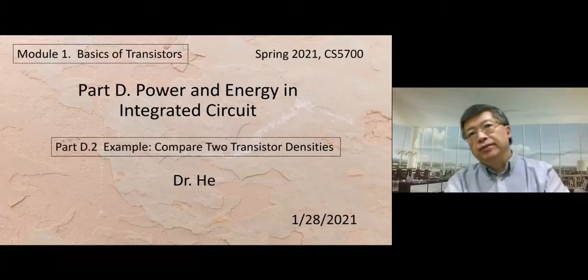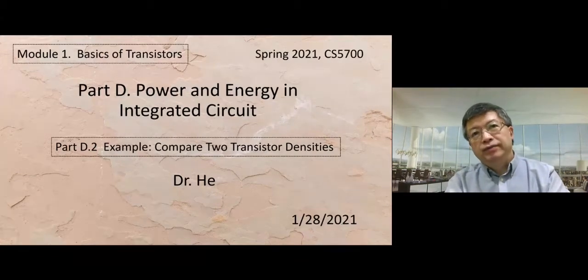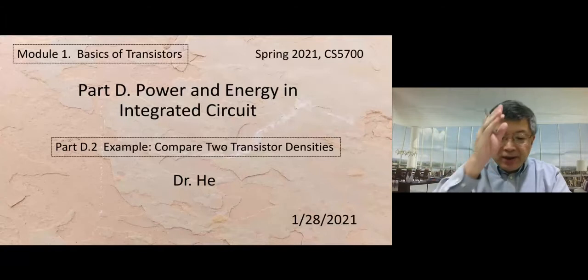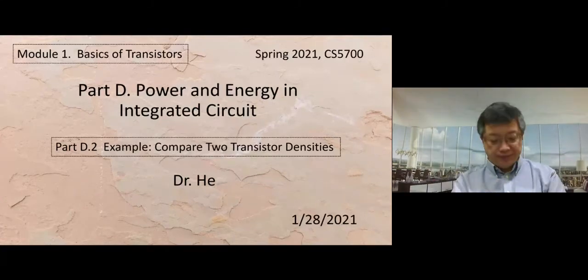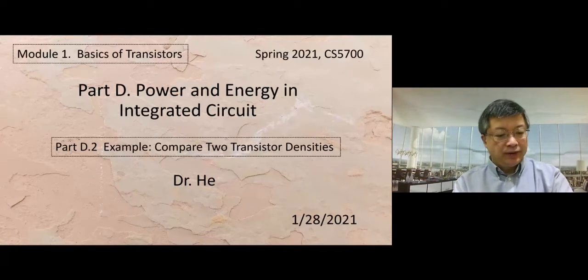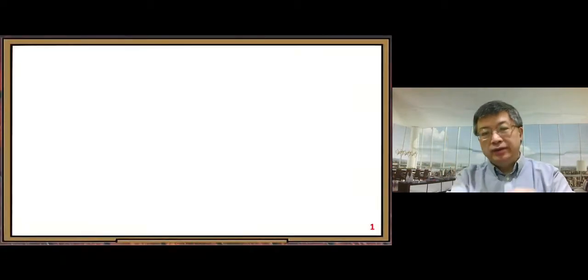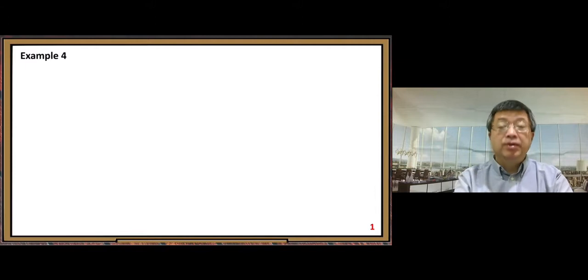Point 2, our second example for part D: compare two transistor densities. All right, so let's look at our question. Example number 4.